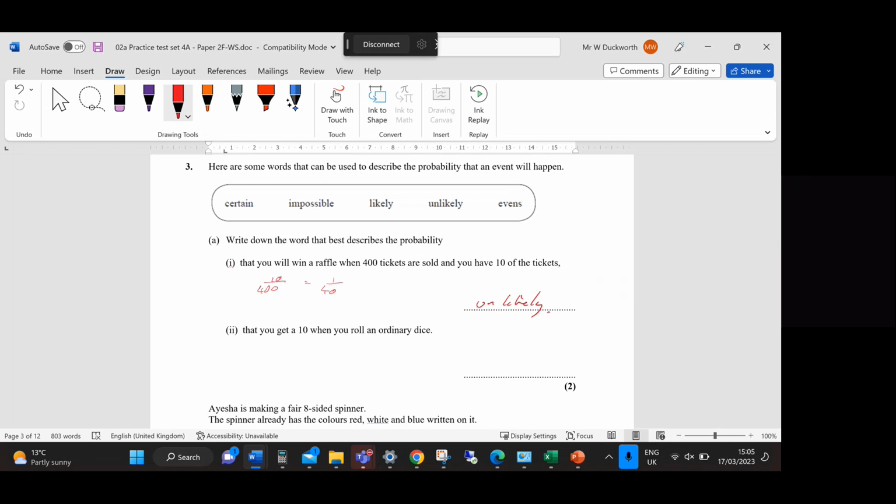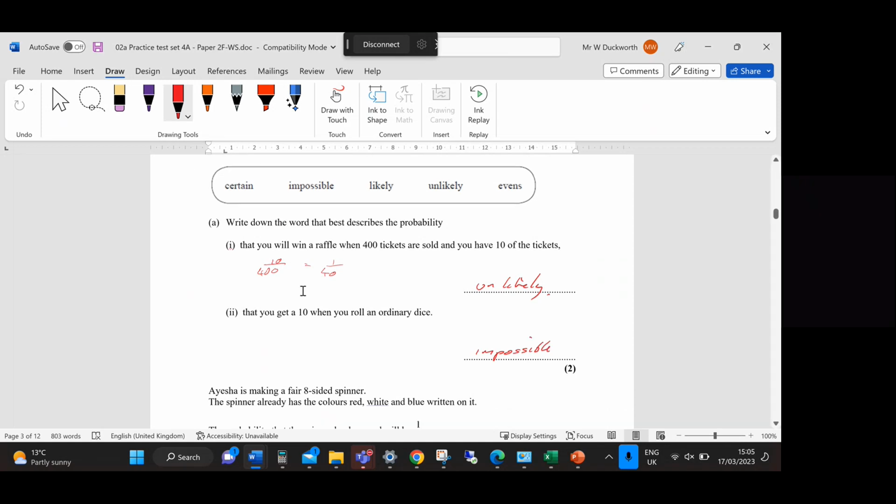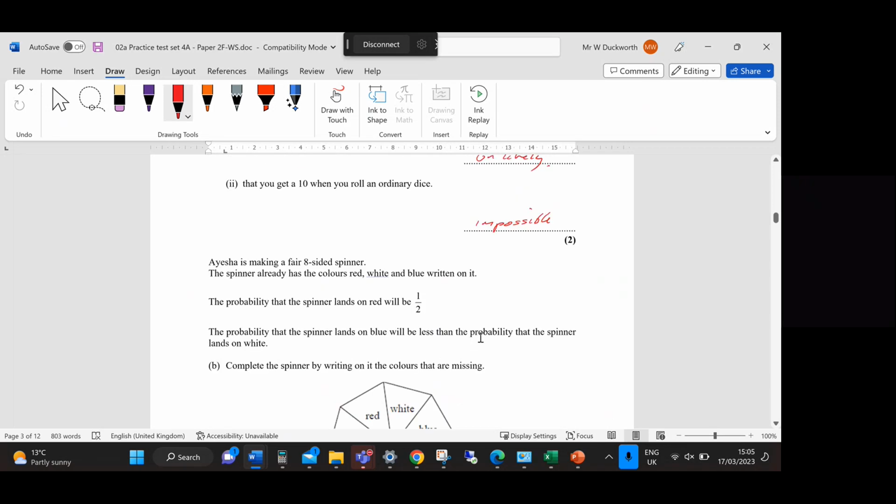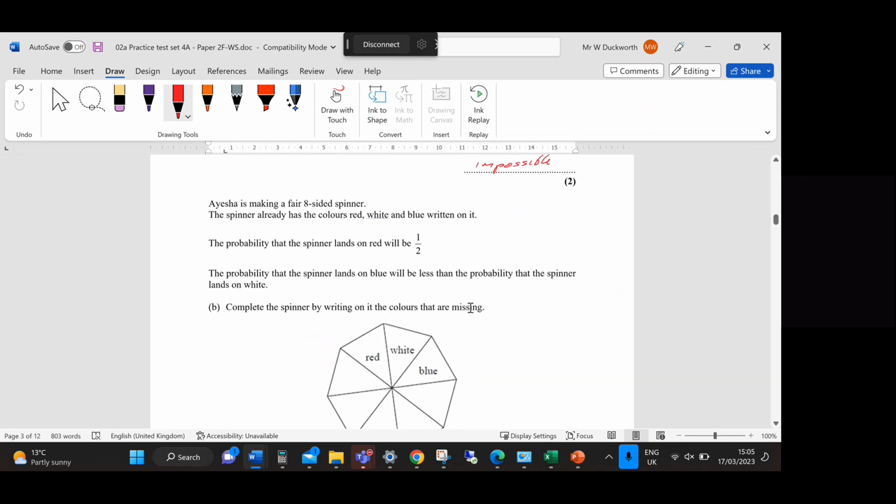Part 2, you will get a 10 when you roll an ordinary dice. So there are no 10s on an ordinary dice. That one would be impossible. And then Ashley is making a fair 8-sided spinner. The spinner already has the colours red, white and blue on it. The probability that the spinner lands on a red is 1/2. The probability that the spinner lands on blue is less than the probability that the spinner lands on white.